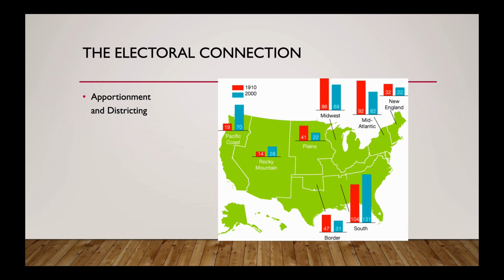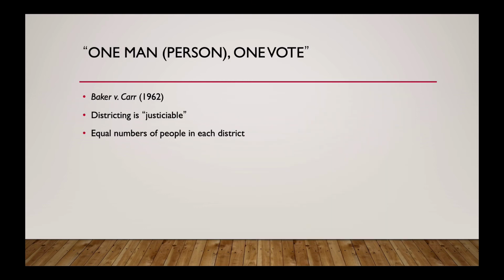The other thing too is that different areas of the country have obviously grown and changed over time. So this is the difference between the 1910 census and the 2000 census. What you're seeing is that the Midwest, the Mid-Atlantic, New England, the border states and the plains are the ones that lost population over that time, but the South has grown, the Rocky Mountain West has grown, and the Pacific Coast has grown the most. So what you're seeing here is that shift, that South and West shift into the Sun Belt by population, and apportionment reflects that.